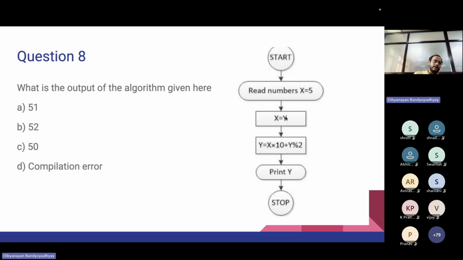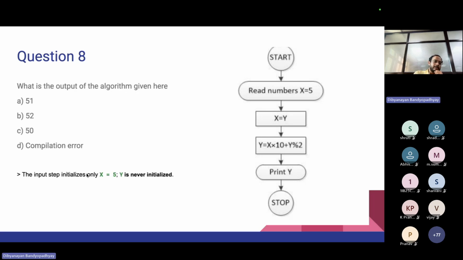But then you should think, is y having any value here or not? Y is not having any value. So yeah, this operation is not permitted, right? So this is how you should read these things actually. That is why this question was given to make the concept clear. Okay. So yeah, the input step initializes only x equal to 5. Y is never initialized. That is why the problem is happening.